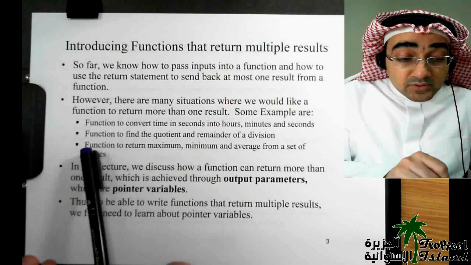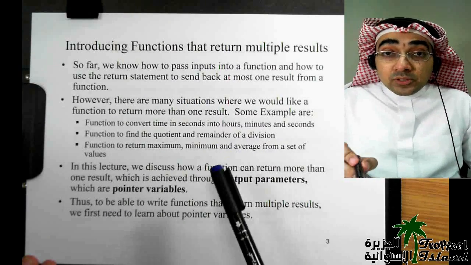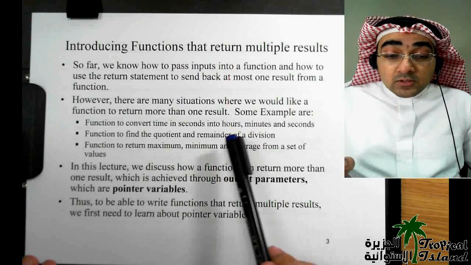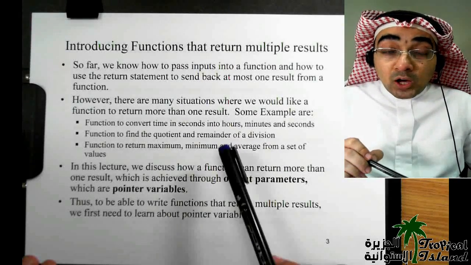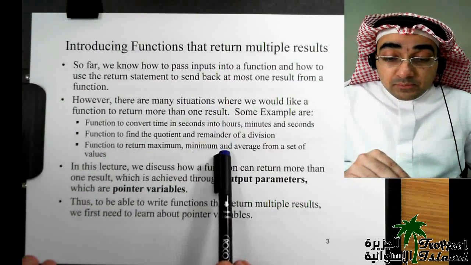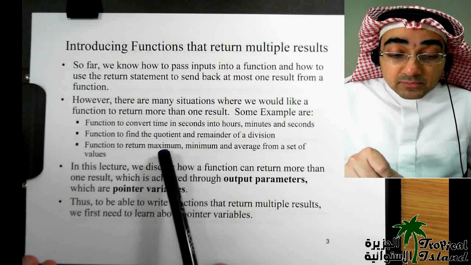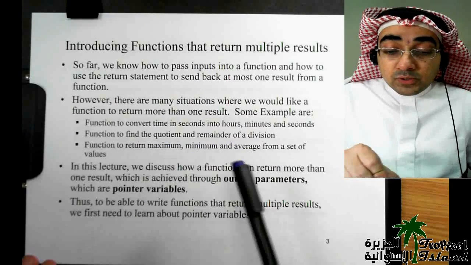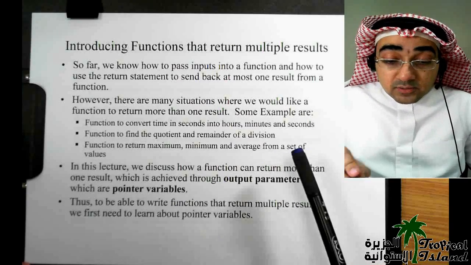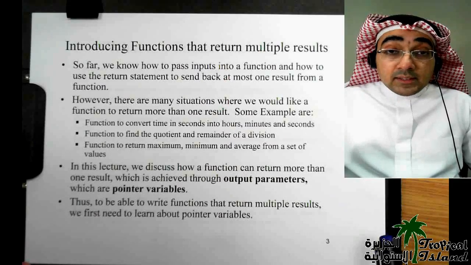Another example is a function to find the quotient and the remainder of a division. If you want to divide two numbers, you give it two numbers, and you want it to return for you two numbers, the quotient and the remainder. So this is another case where we have two outputs that we like from a function. Then we have functions that return the maximum, minimum, and average of a set of values. You might have a set of values, and you want to calculate the maximum, the minimum, and the average, and you want the function to return all three of them. That is impossible to do with the return statement that we talked about in the previous lecture.